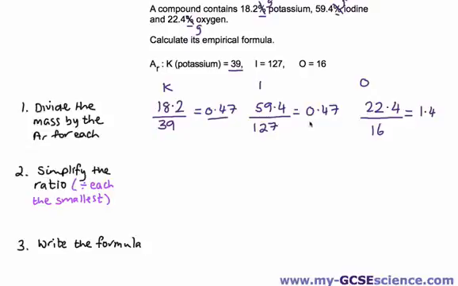Next stage was to simplify the ratio, so divide each by the smallest. So these are the numbers we'll be working with, and we divide through by the smallest. So for potassium, 0.47 divided by 0.47.